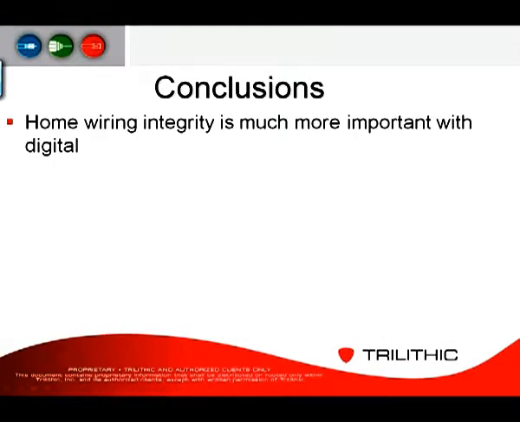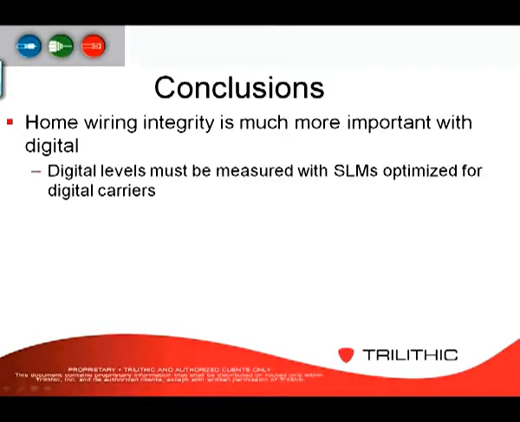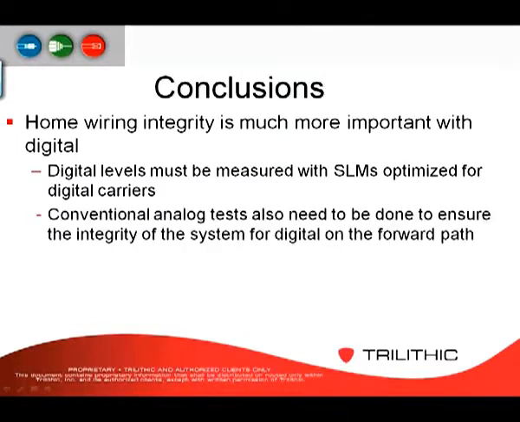So as a conclusion, home wiring integrity is much more important with digital because of the problems we talked about. Digital levels must be measured with signal level meters optimized for digital carriers, because remember, you're looking at total digital power. Unlike analog channels, that's looking at the peak of the individual carrier or the individual 300 kilohertz measurement that it's looking at. So it's totally different. You're looking at total digital power or energy across that 6 megahertz bandwidth.